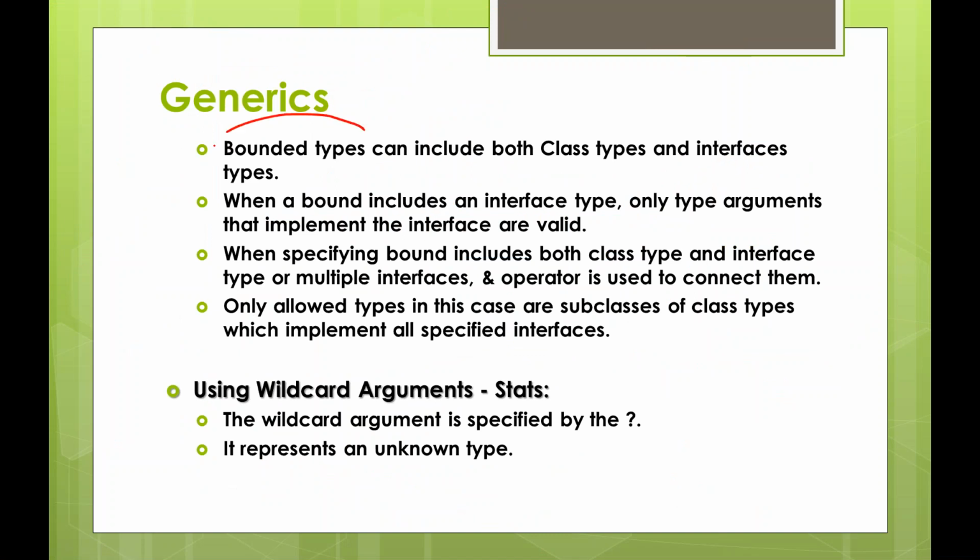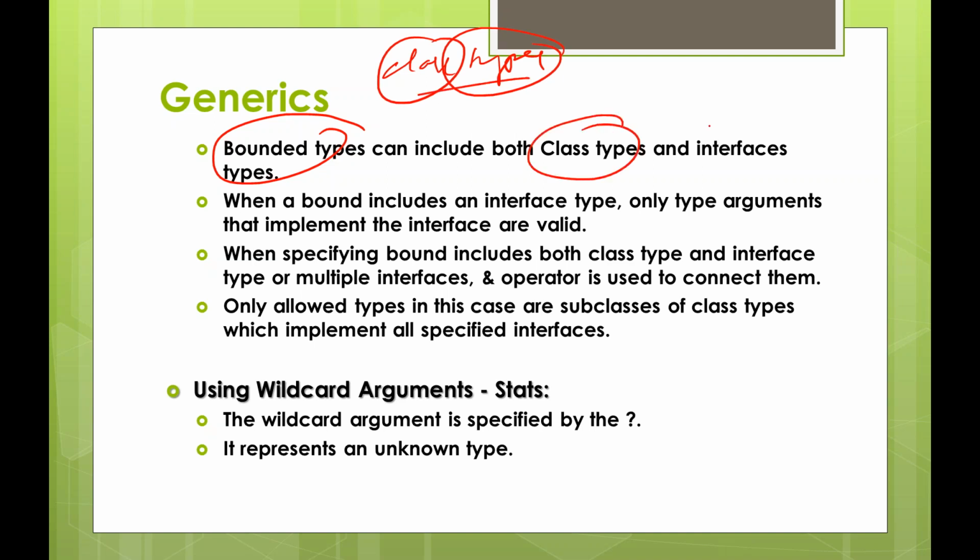Okay, so for these bounded types, there is no restriction that you have to specify only class types. We can specify class types and interfaces as well. When you specify an interface, the only types that can be passed as type arguments are the implementations of that particular interface.